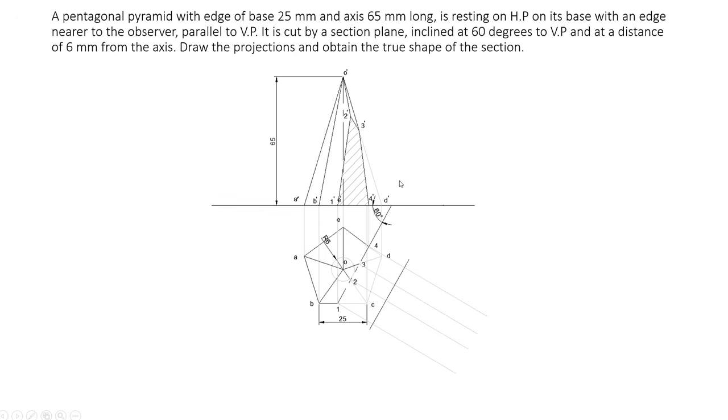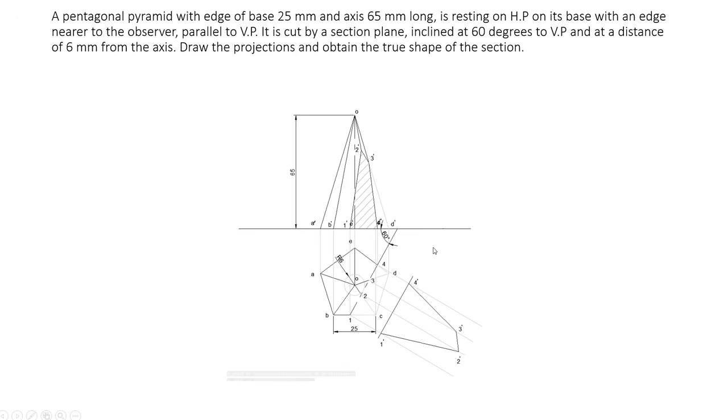Now to draw the true shape of the section, this is the section plane. Draw another line parallel to this line, keeping some distance away from here. Now through all these points you draw lines perpendicular to the 60 degree line. We have 4 points here, 1, 2, 3, 4. From all those 4 points draw lines perpendicular to this section plane, and this line should be parallel to this section plane.